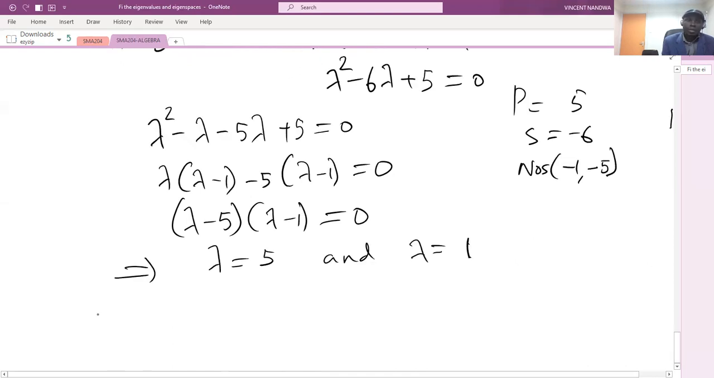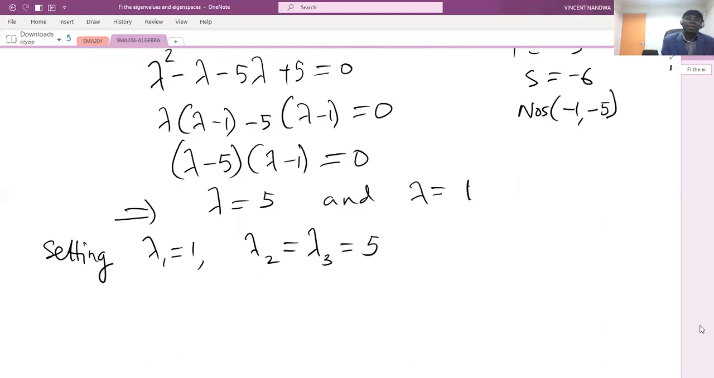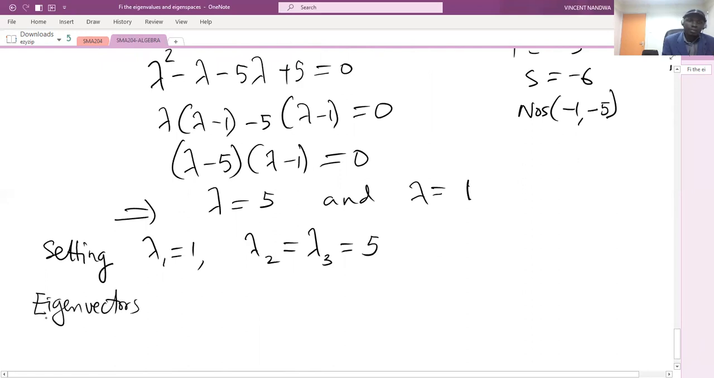So there are three eigenvalues: lambda 1 to be 1, and lambda 2 the same as lambda 3 to be 5. Of course, they're repeating; 5 is repeating 2 times. So the next thing is to find eigenvectors. We'll start with lambda 1 equals to 1.